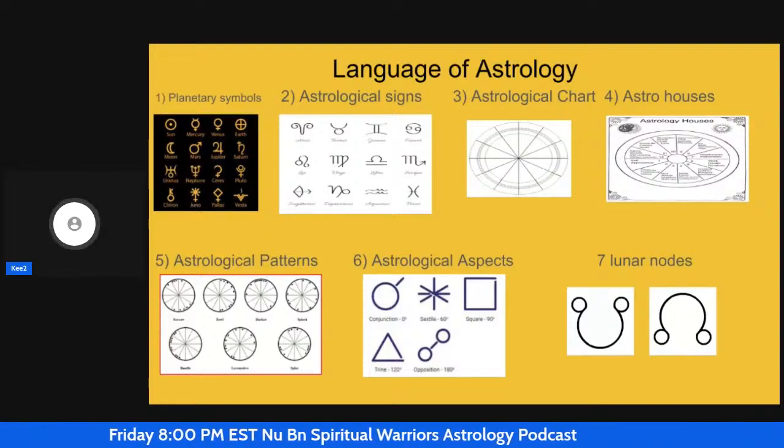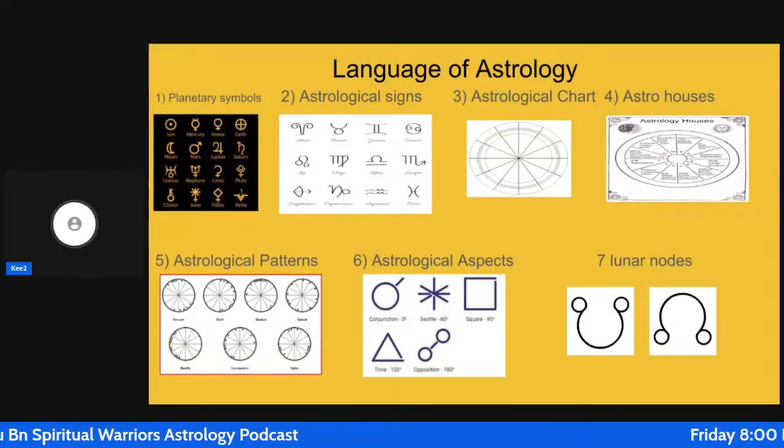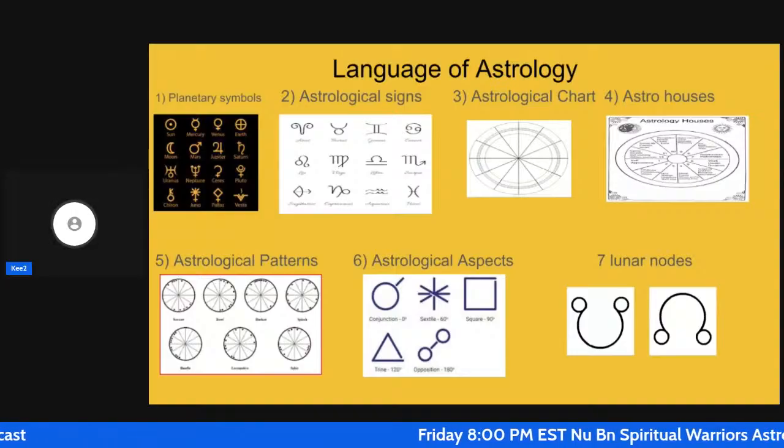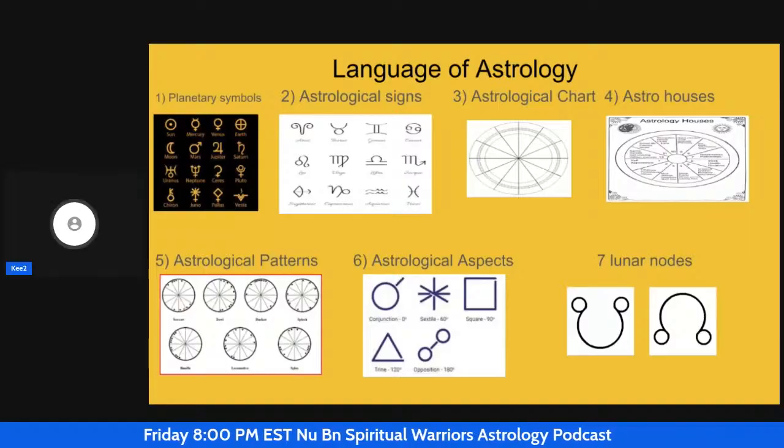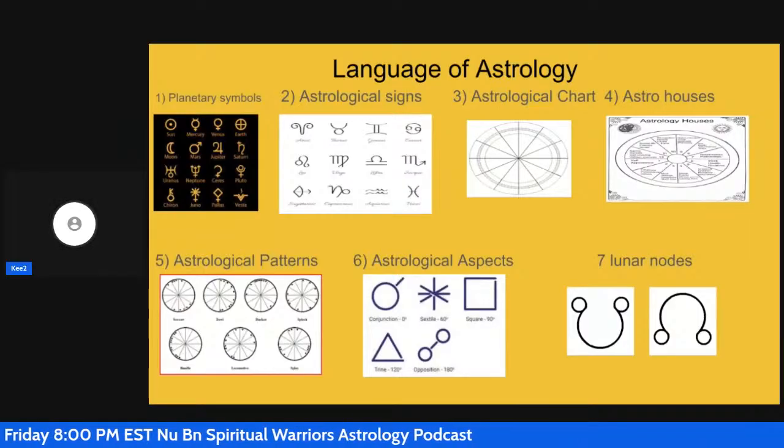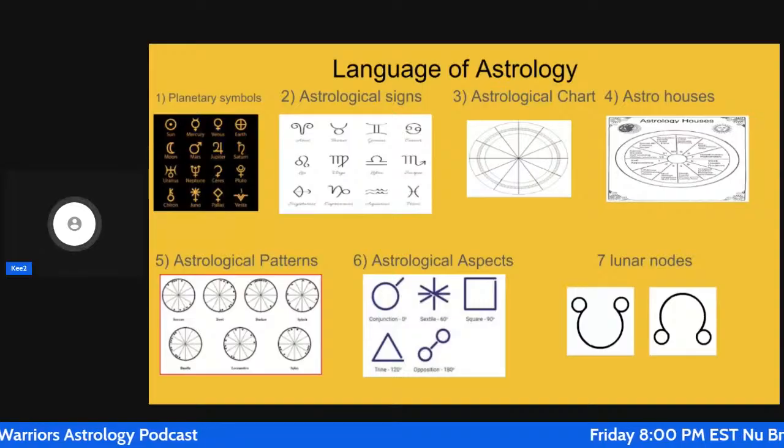Going to the astrological chart, you must be able to identify an astrological chart where the planets are positioned and what house they go in. In other words, where does the planetary symbol go? Number one, what's the astrological sign for that house?